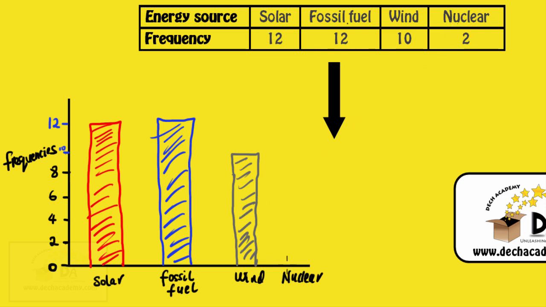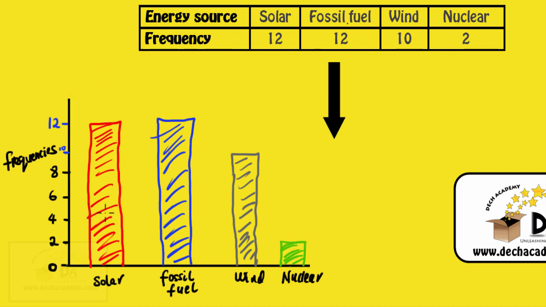And then for the category nuclear energy sources, there are only 2 people that chose. So the frequency is 2. So I'm drawing a vertical bar with the height that corresponds to a frequency of 2. Here's 2 here. So a height like this. And we now have a bar chart that represents the information here.